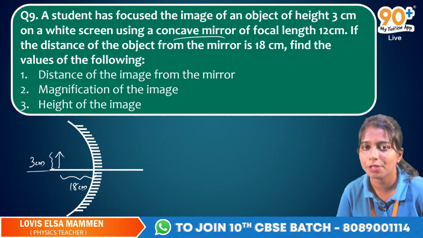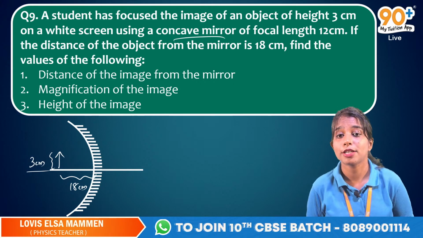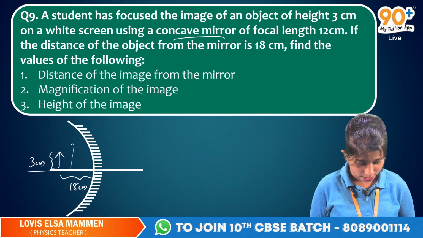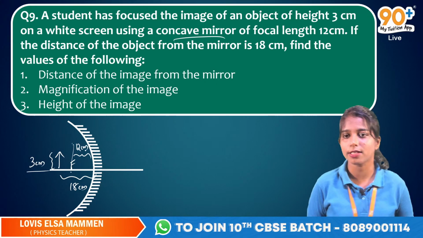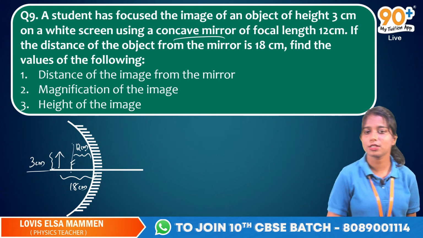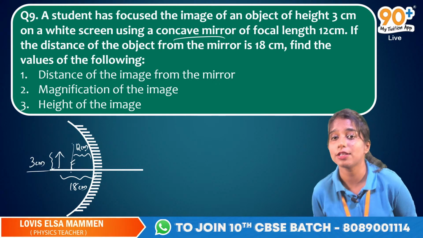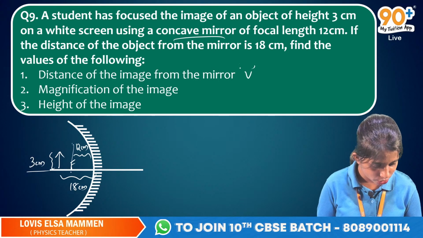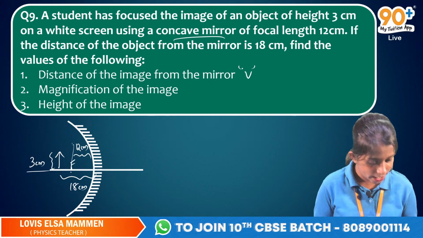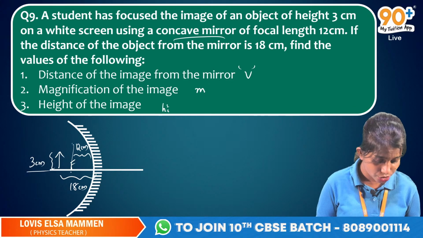Your object is placed at a distance of 18 cm. Focal length is also given as 12 cm. Where is your focal length? So that value is also given, which is 12 cm. Focal length, distance from the pole to the focus. So that is given as 12 cm. Now you are asked to find the distance of the image from the mirror. What is that? V. You are asked to find V. You are asked to find magnification M. You are asked to find the height of the image.